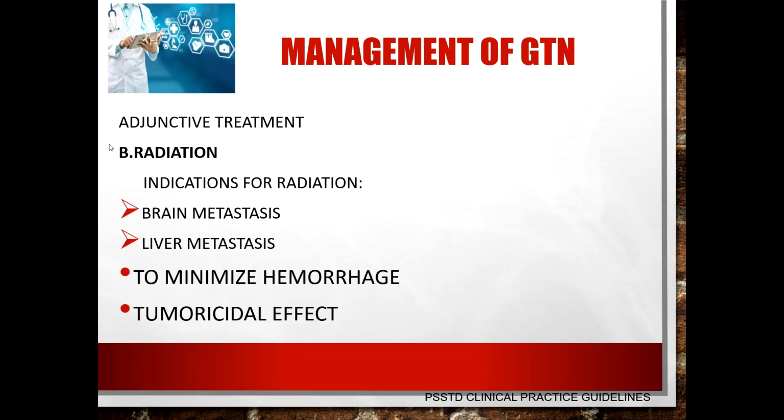Radiation has a limited role in GTN, except in the treatment of brain and liver metastasis. Although its efficacy compared with intrathecal methotrexate is controversial, radiation has been employed in an effort to minimize hemorrhage, and it has a tumoricidal effect and should be administered concomitantly with chemotherapy. However, there were reports from Charing Cross Hospital in London that whole brain irradiation may lead to memory impairment and increase the risk of second malignancies.